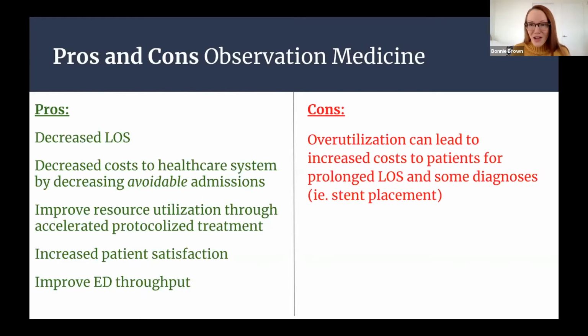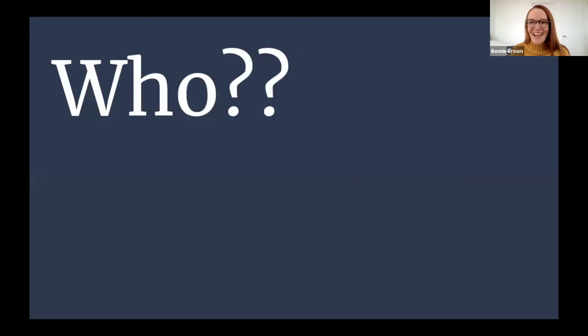And then the biggest con, I think, is that if you're not selecting the right patients, this overutilization can lead to increased costs to the patients if they have a prolonged length of stay in certain diagnoses. The other side of it is you have to think about the financial implications for the hospital. If you're putting patients in the observation unit that meet admission criteria, the hospital is not getting compensated appropriately.